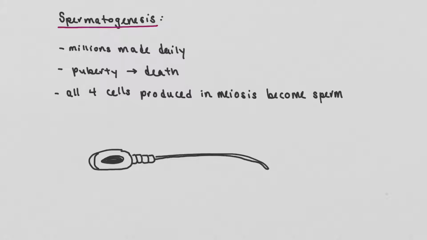So in males, spermatogenesis begins at puberty. As soon as puberty is onset, spermatogenesis takes place daily until death, so it happens the remainder of the male's life. And within spermatogenesis, all four cells will become sperm through the process of meiosis. The initial cell will divide, and those two cells will divide, and you'll end up with 4 sperm cells. Whereas we'll learn in females, only one of the 4 cells actually goes on to become an egg.